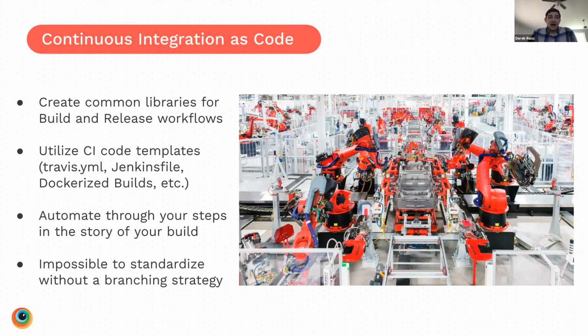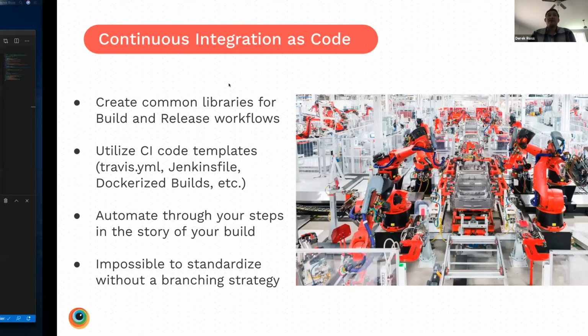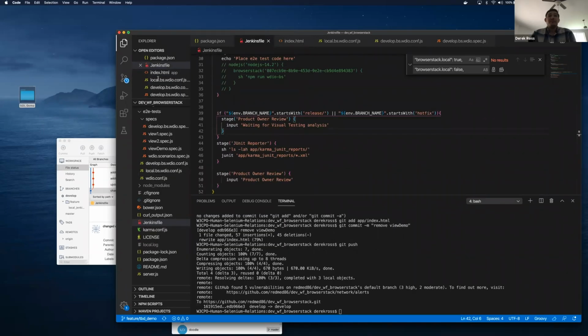And then it's impossible to do this without a standardized branching strategy. So if I want to scale my Jenkins files that are set up as templates to support this, then I'm not going to be able to do that if all of them are different. And I'm going to quickly show you a little bit of code right now that's going to show you what I mean. This is a Jenkins file.